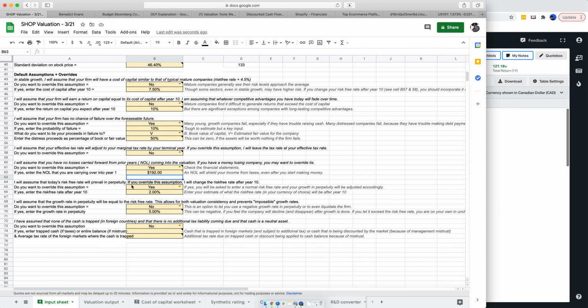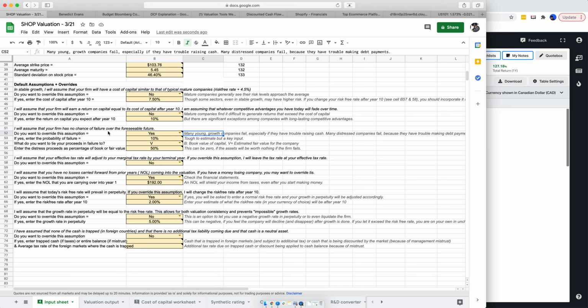So one other thing that you probably want to do is, he makes an automatic assumption that your firm has no chance of failure over the foreseeable future. In general, that is probably an unlikely statement. I think one thing he calls out is that even if you're a very established company, there probably is some degree of chance of failure, right? A good example is car companies, like GM and Ford.